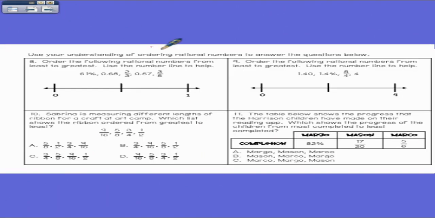Okay, use your understanding of ordering rational numbers to answer these questions below. You are going to answer these 4 questions on your own. Be ready to go over them and have me check them in class.